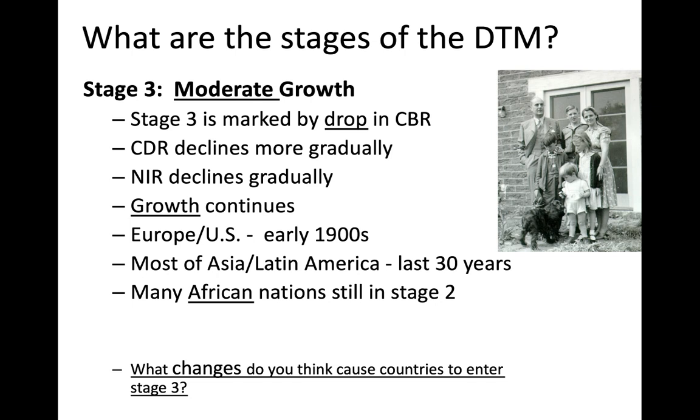The United States and Europe entered stage 3 of the demographic transition model in the early 1900s. This is when American and European families started to have fewer children. Instead of maybe having 7 or 8 kids, they chose to have 4 or 5 kids. Most Asian and Latin American countries entered stage 3 within the last 30 years. And many African countries are still in stage 2. They have not been able to make the jump to stage 3.